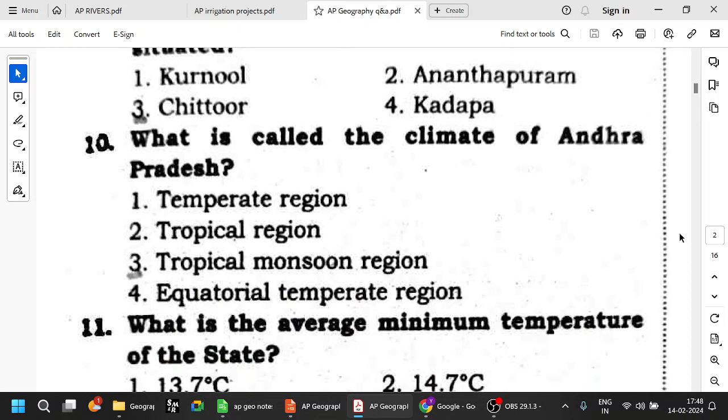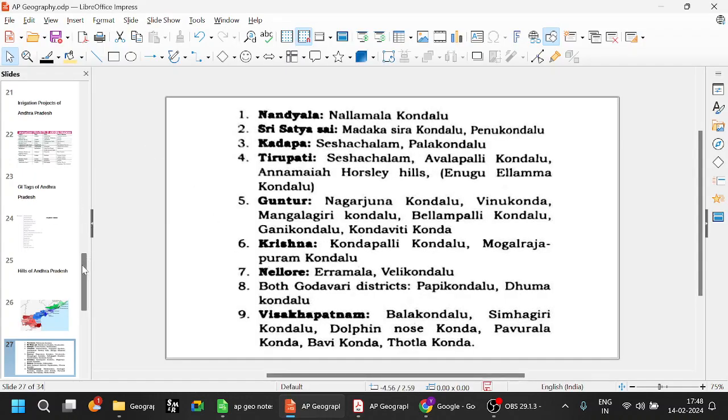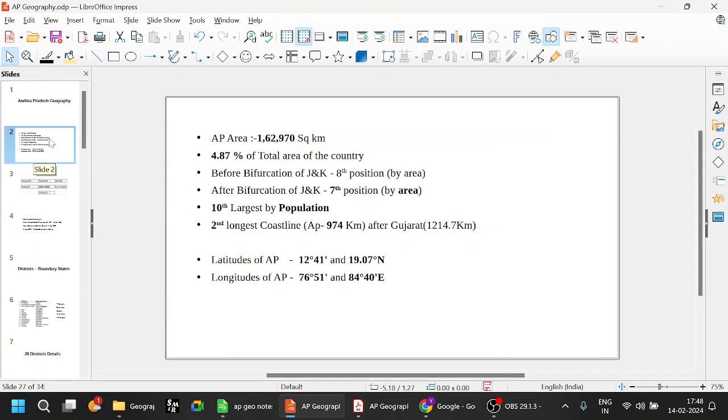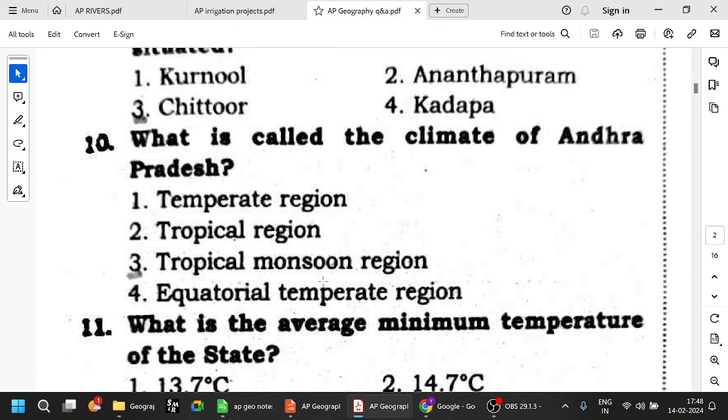What is called the climate of Andhra Pradesh? Now, Andhra Pradesh is definitely not in the equatorial region, right? We have just now seen the coordinates of Andhra Pradesh. So it is in the tropical region, right? If you are talking about the tropical region, up to 23 degrees, it is the tropical region. So it is within 23 degrees, so it would be tropical, and it is in the monsoon region. We have the southwest monsoon in most of the northern region. So it is a tropical monsoon region.